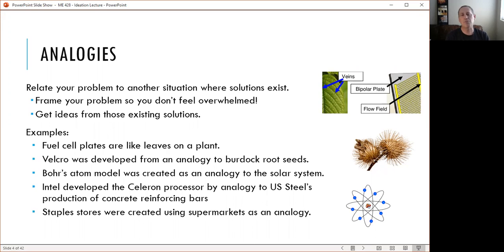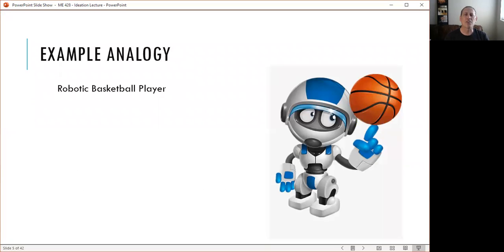So this is used in business, it's used in product development, it's used in science, fuel cell plates like the leaves on a plant. It is a great approach to try to get a different perspective on your problem. So it's a nice thing to think about before you actually get into coming up with new solutions. Make sure you've looked at other solutions in totally different applications. So real quick, I'm going to use this idea of a robotic basketball player throughout this video.